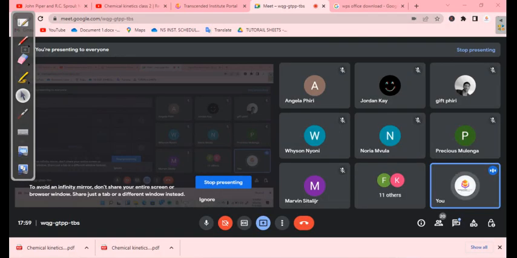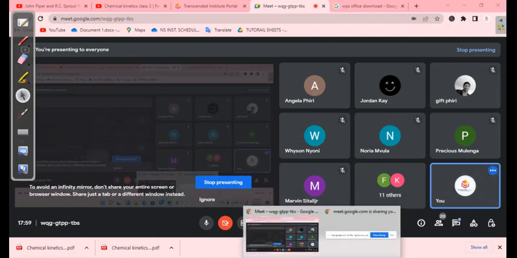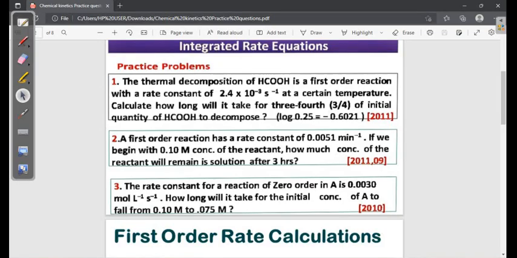So now there's this interesting question that I liked. Where is it? Okay, this one. I think one of the students who was solving it, in fact, came to me for assistance on this one. The thermal decomposition of that is a first order reaction. So they've told us it's a first order reaction. They've given us a rate constant, of course, and then they're saying calculate how long it will take. So that is time.